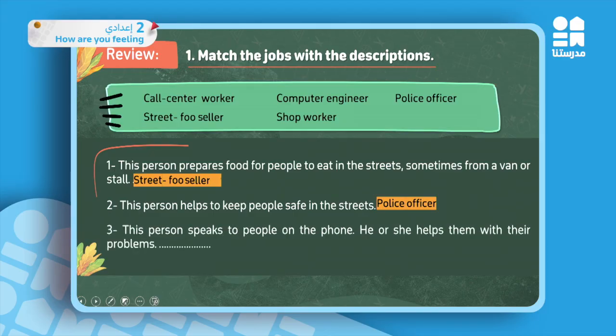This person speaks to people on the phone. الشخص ده بيتكلم في التليفون. Okay, circle this clue. This person speaks on the phone. He or she helps them with their problems. So can you guess who is this one? Perfect. It's the call center worker.